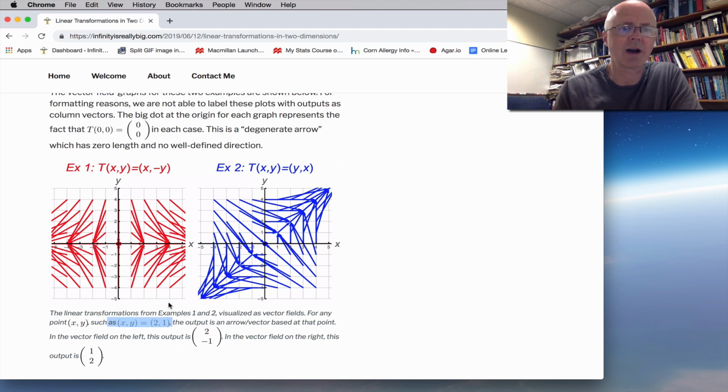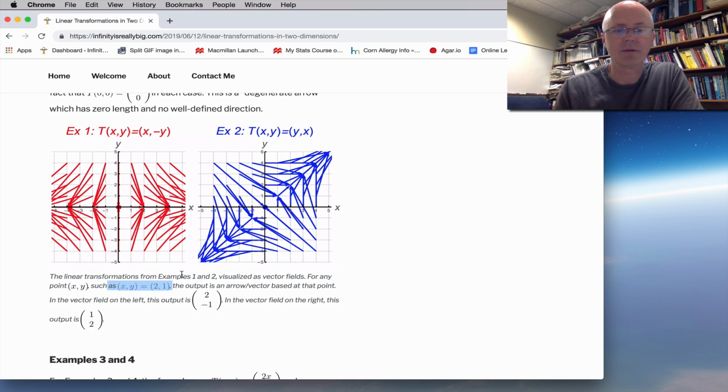Try another point. Try the point negative 1, 3, this point right here. Plug it into this formula. Let's see, negative 1, 3. You get negative 1, negative 3. Okay, I was confused. This vector that you see here, this arrow that goes from here down to there, has first component -1 and second component -3. Points down and to the left.